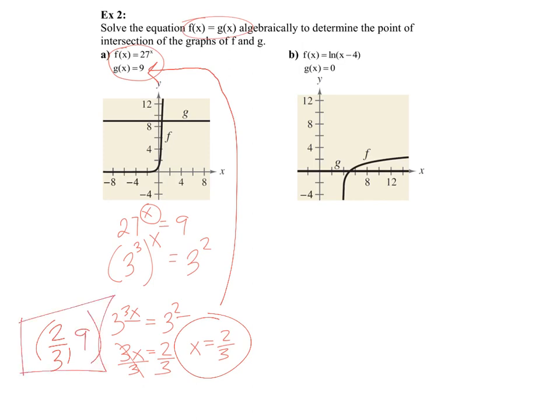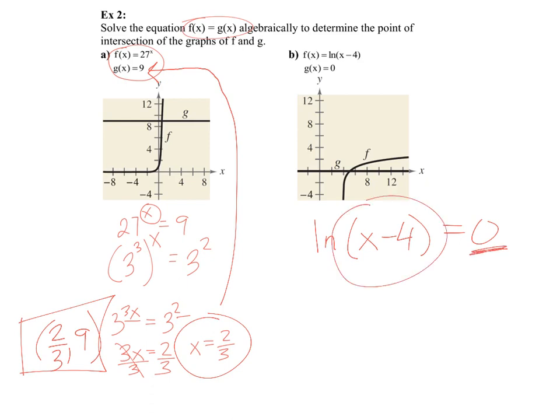Okay, and for the next one, same deal. Set the functions equal to each other. Natural log of x minus 4 equals 0. Now one important property is that when you take the natural log or the log of 1, what do you get? You get 0. So once again, if you take the log of 1, the result is 0.